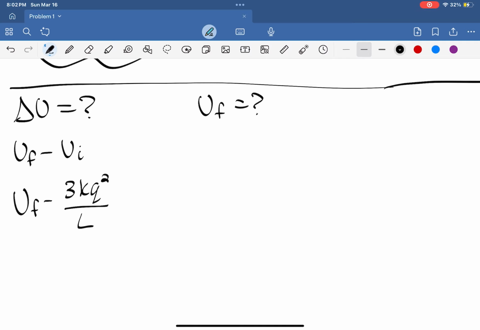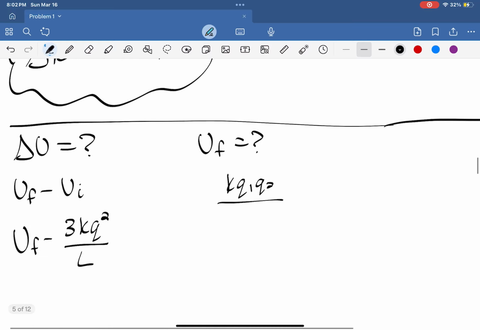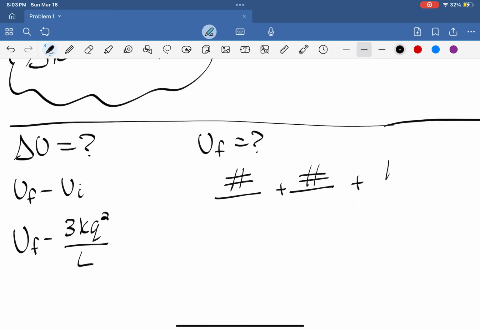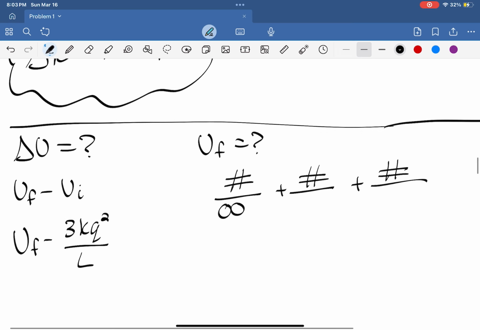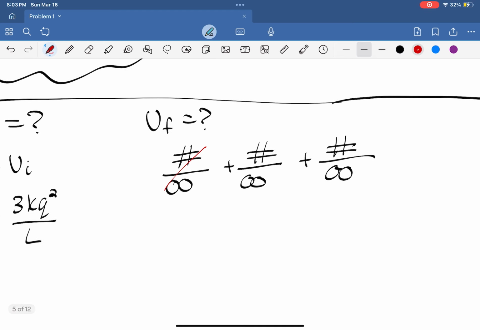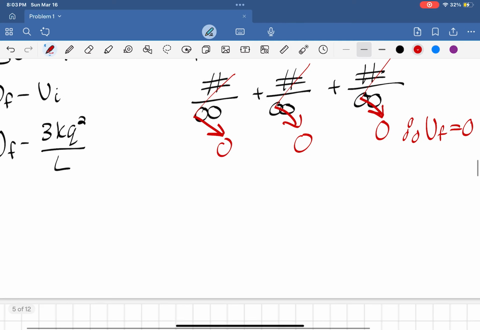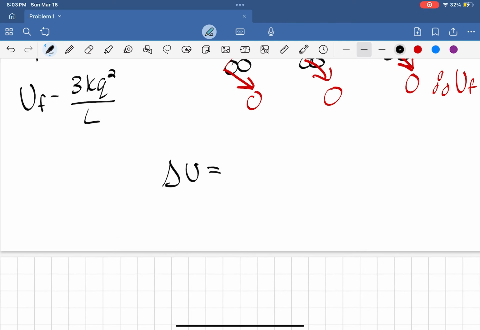Now, just for simplicity, you could do this one of two ways. You can do the way I'm going to show you, and think about it, or you can write them all out and do KQ1Q2 divided by R. But you have to realize that on the top, K times Q squared is just a number. So I have some number divided by a distance, plus a number divided by a distance, plus a number divided by a distance. After a very, very long time, we think of them as going to infinity. Nothing stops them. They keep moving. There's no gravity, no friction, nothing. So this is 0, this is 0, and this is 0. Therefore, U final equals 0. So delta U equals negative 3KQ squared divided by L.